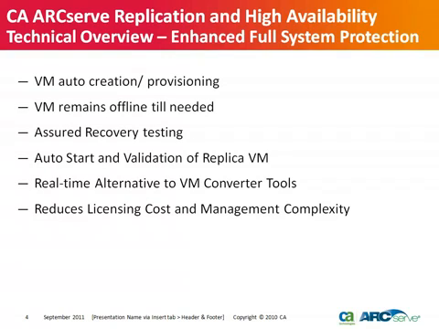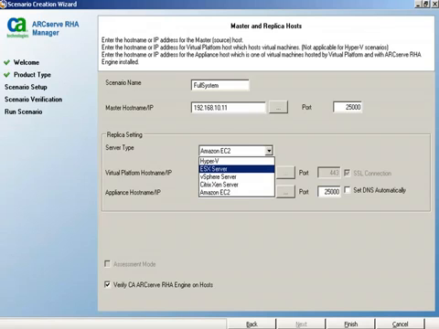Full system high availability includes server and application monitoring with automated and push-button failover that automatically stands up the replica server for high availability, enables fast and easy physical to virtual migration, and replica virtual machines remain offline until needed, thus reducing licensing cost and management complexity. During scenario creation, CA ARCserve Replication and High Availability allows users to choose any of the virtual platforms where replica virtual machines will be created and other settings to create a full system HA scenario.